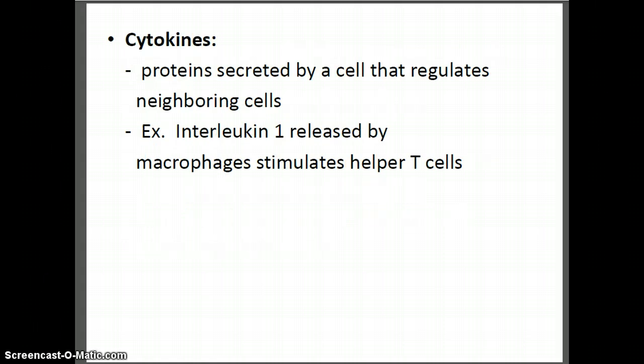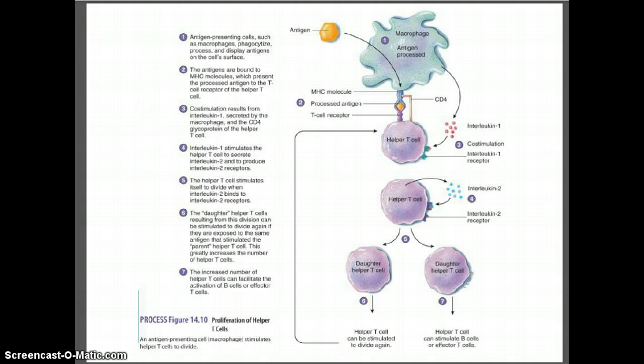Cytokines are other chemicals involved. They are proteins secreted by a cell that regulate the neighboring cells. For example, one type of cytokine is interleukin-1. It is released by macrophages, and it stimulates helper T cells to recognize the foreign invader.